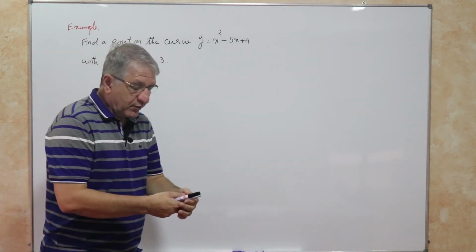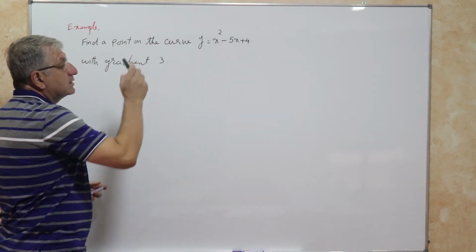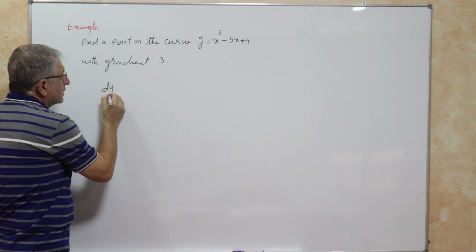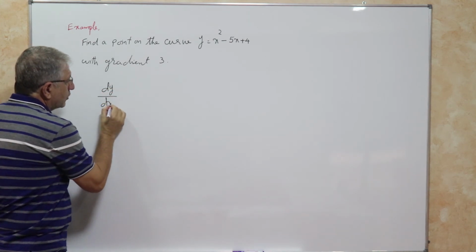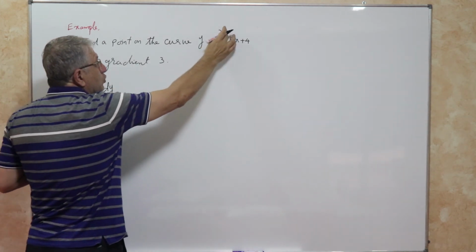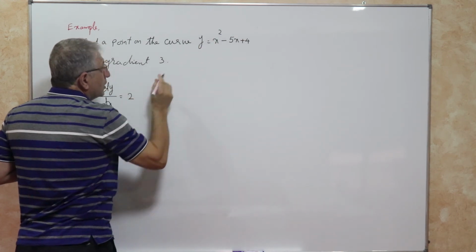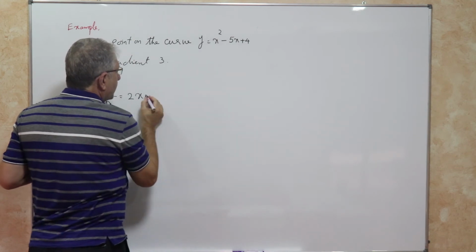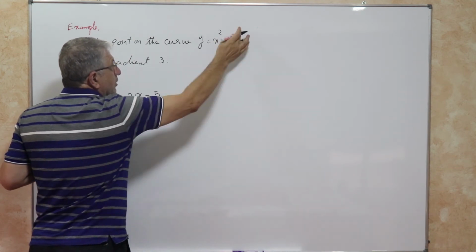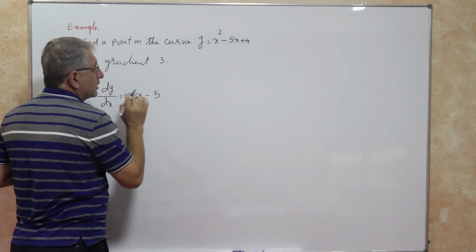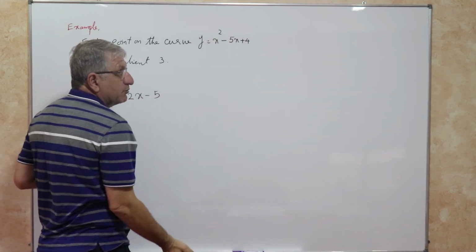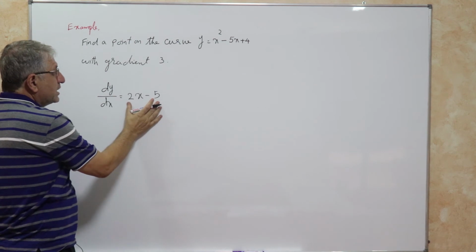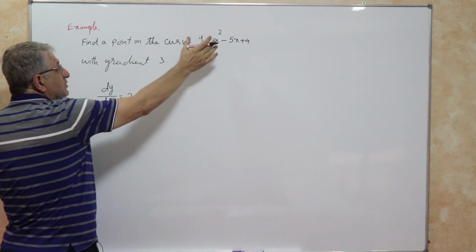First we have to find dy by dx, that means the gradient, the derivative of the function. We know that the 2 has to come down, and reducing 1 from the power gives x. This is minus 5 because the power is 1, and 1 times 5 is minus 5, x to the power of 0 is 1. The derivative of any constant will be 0. Therefore, this is the derivative of this function.